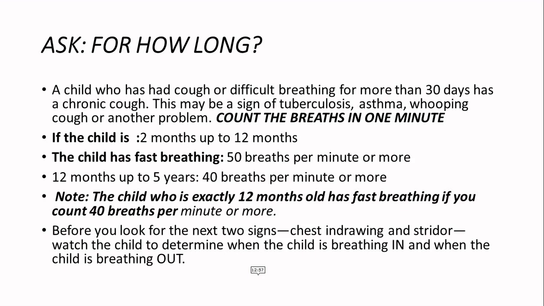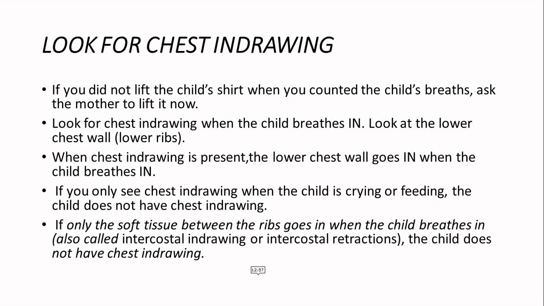Count the breaths in 1 minute. If the child is 2 months up to 12 months, the child has fast breathing, 50 breaths per minute or more. 12 months up to 5 years, 40 breaths per minute or more. Look for chest indrawing. If you did not lift the child's shirt when you counted the child's breaths, ask the mother to lift it now. Look for chest indrawing when the child breathes in. Look at the lower chest wall, lower ribs. When chest indrawing is present, the lower chest wall goes in when the child breathes in.